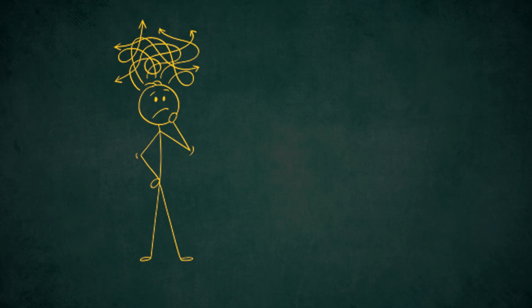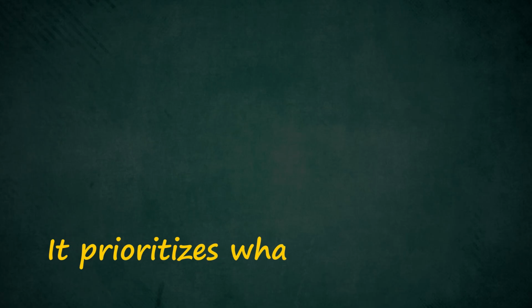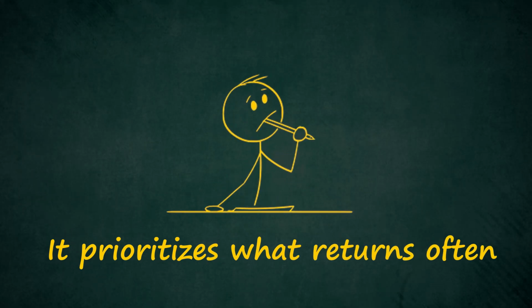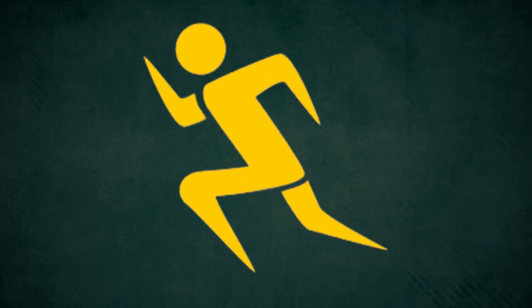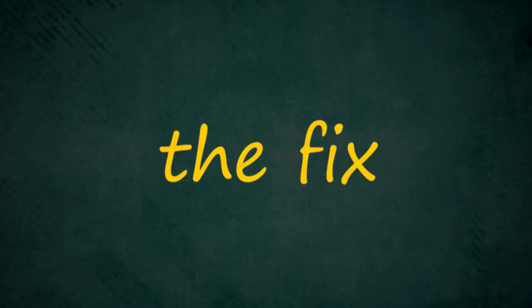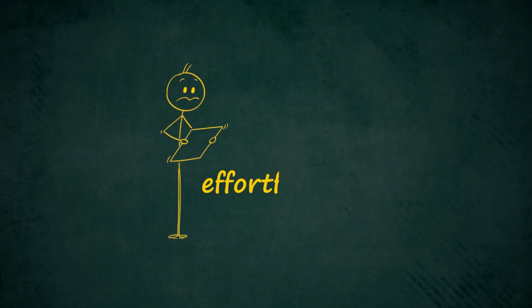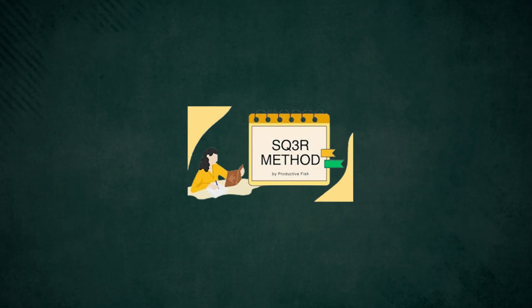Why we forget and how to beat it. Your brain is a filter, not a hard drive. It prioritizes what returns often and what's used actively. Cramming feels productive, but fades fast. Rereading highlights is comfortable, not effective. The fix: learn actively, then revisit at smart intervals. That's it. Effortful recall plus spaced reviews.